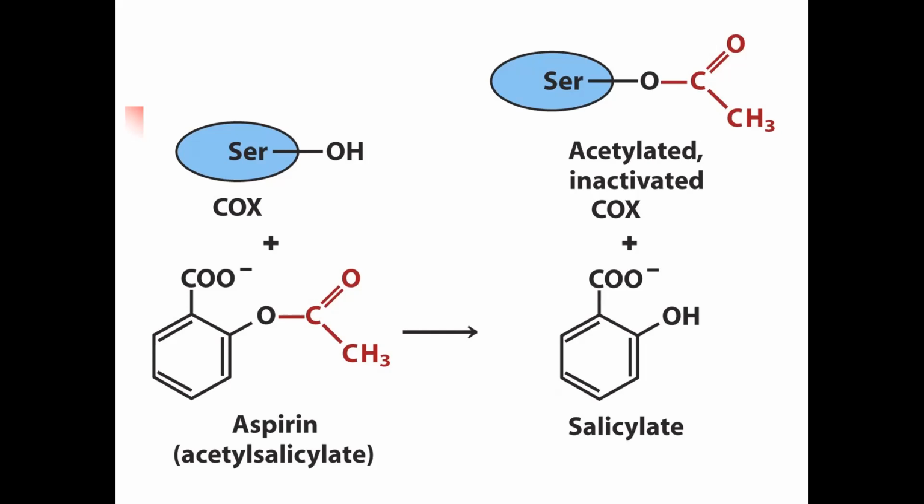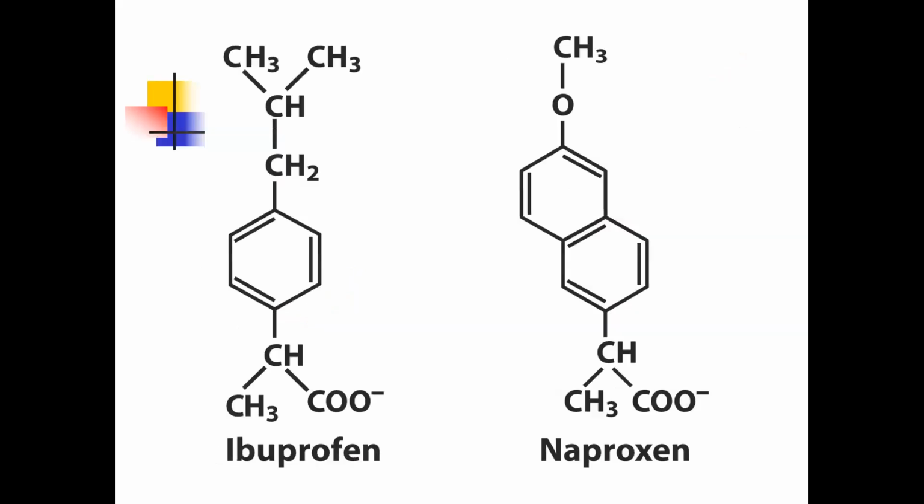All the other NSAIDs are just competitive inhibitors. They don't do this. That's why they don't have the same cardiovascular benefit that aspirin has. And here are two members of the NSAID group. These are both available over the counter, ibuprofen and naproxen. Of all the NSAIDs, clinical data has pretty clearly shown naproxen is the safest when it comes to your heart and when it comes to your GI tract.